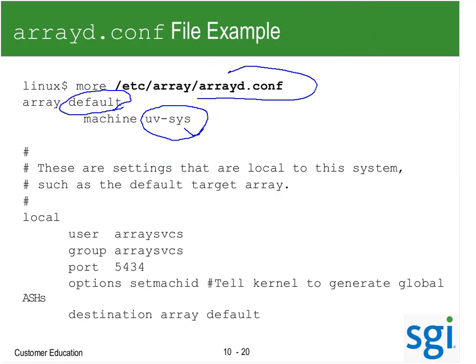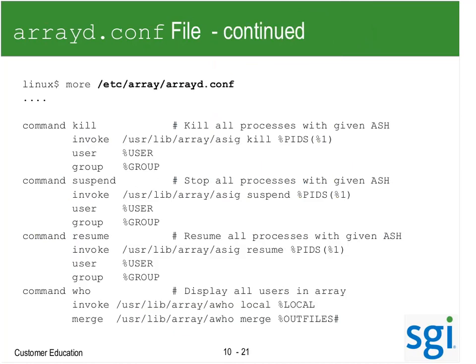All array services are talking on port 5434, and this is an important one down here. The default array is going to be default. So let me save that for demo. So they just continued on with the arrayd.conf file. Here's the other commands that you can run.